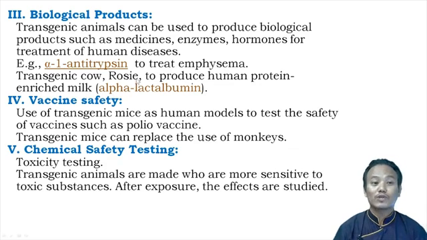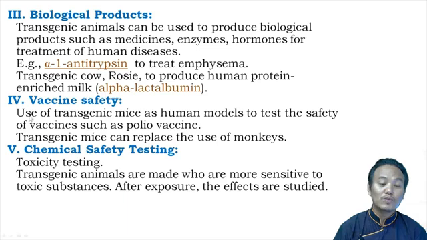The fourth use of transgenic animals is in testing vaccine safety. Let's say a scientist has created a vaccine for a particular disease. He or she cannot directly test upon human beings, human subjects. What the scientists have to do is use it on lab animals to test for the safety of that particular vaccine. So the scientists can use transgenic mice as human models to test for the safety of vaccines. For example, polio vaccine safety testing was carried out on transgenic mice.